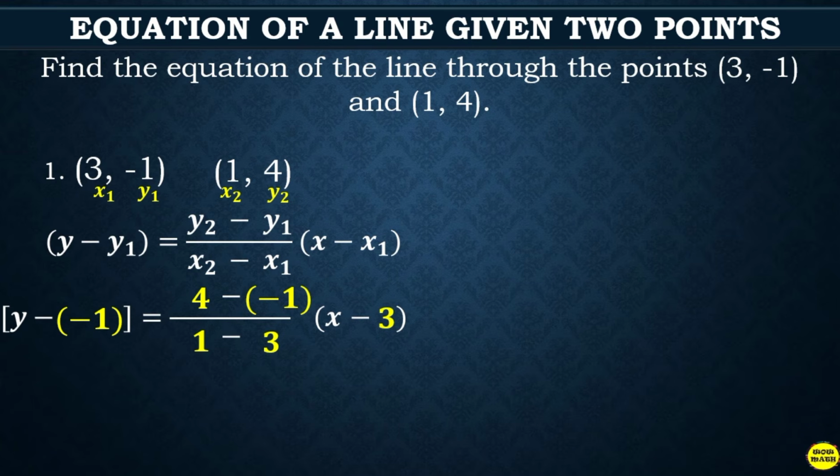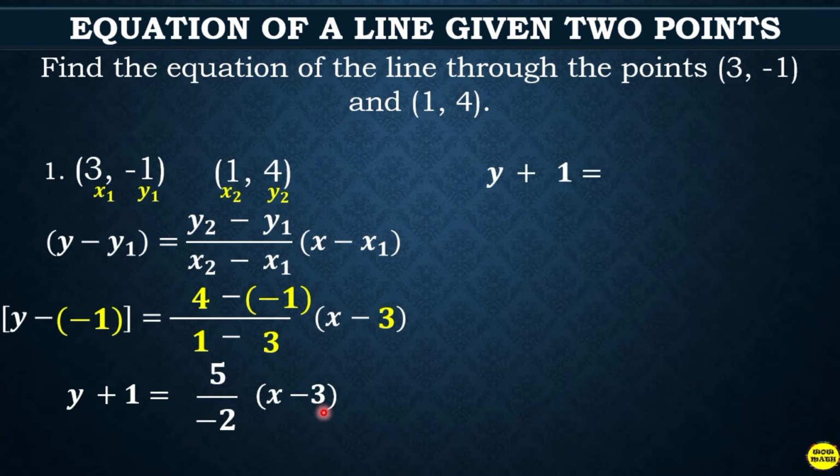Okay. So, isi-simplify natin to. Negative times negative, this is positive. So, magiging y plus 1 siya. Now, 4, eto magiging positive rin. So, 4 plus 1 na siya. That is 5. Eto ay 1 minus 3, so negative 2. So, ita-times natin siya sa x minus 3. Okay. So, y plus 1 is equal to 5 over negative 2 times x minus 3.